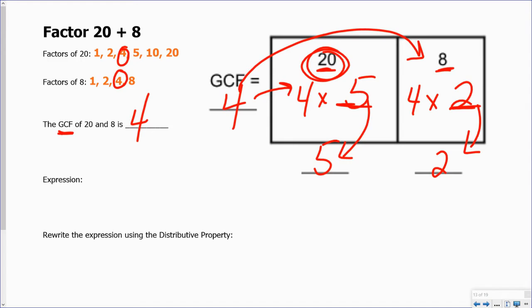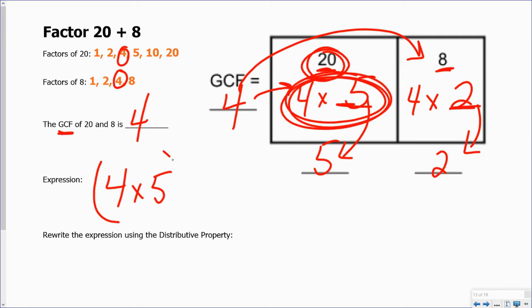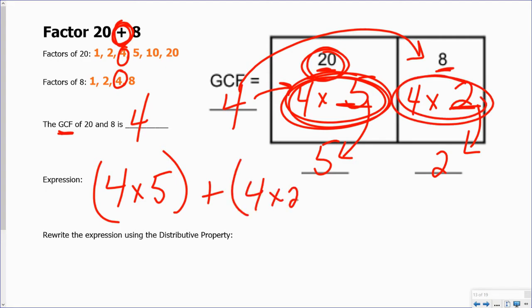So when I write my expression, it would be 4 times 5, which I get from right here. Put those in parentheses. And notice that I'm adding here. And then again, parentheses. And then here's my next one, 4 times 2, and parentheses. So here it says to rewrite this expression here using the distributive property.